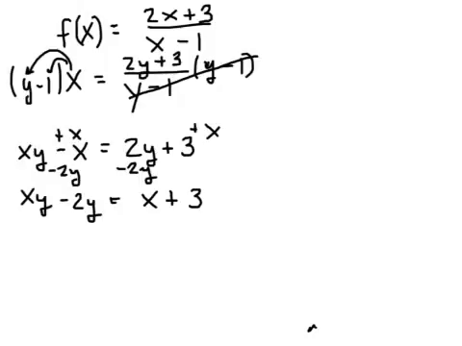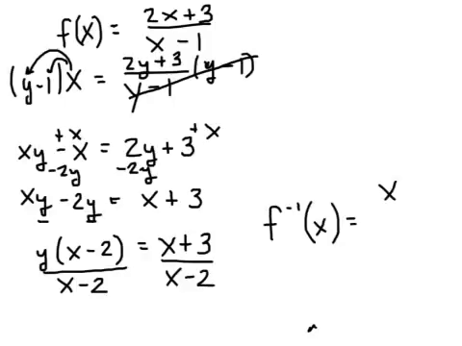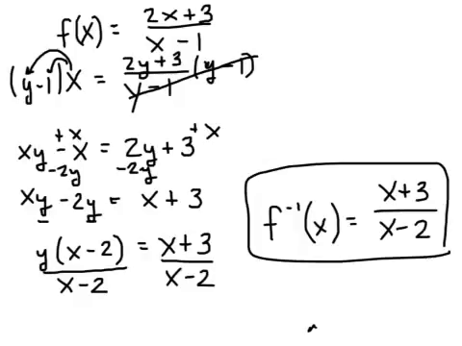Now from here, we're going to factor out a y, because y is what they share in common. Equals x plus 3. And then, in order to get rid of multiplication, we divide. So then my final answer is, again, f to the negative 1 of x equals x plus 3 divided by x minus 2.